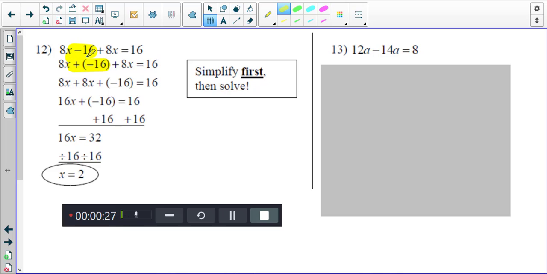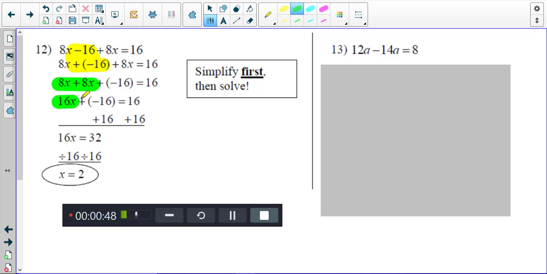I know a lot of you can probably get away by skipping this third line here where we rewrite the like terms side by side. I'm still going to show that at this point. So we put our 8x and our 8x side by side, and then our plus -16 will go here at the end. At this point, we can combine our like terms. 8x plus 8x is going to get us 16x.